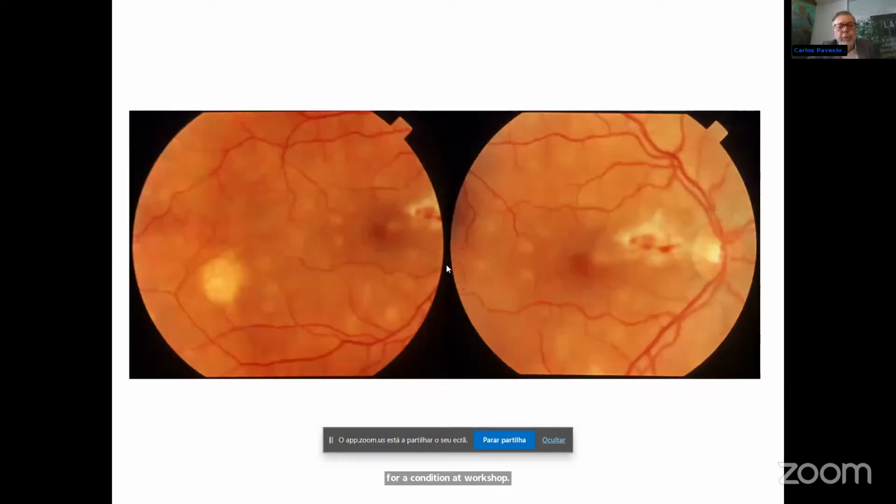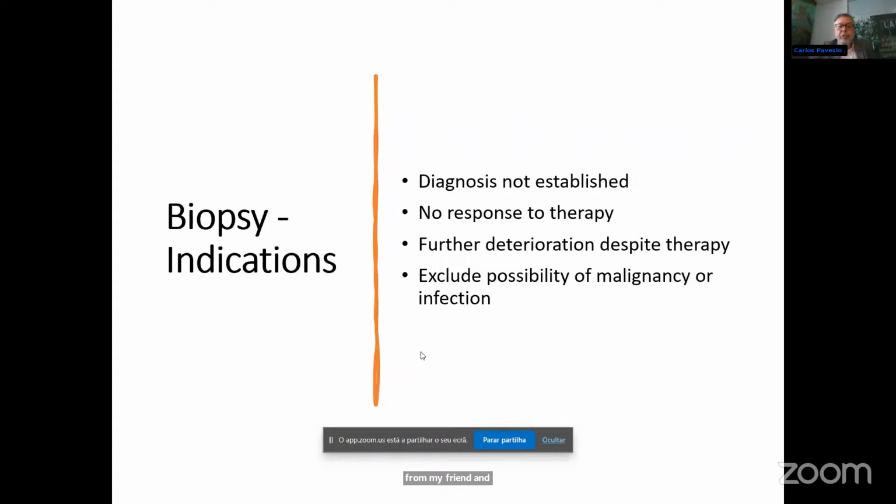But there are situations when you get stuck. This slide here shows you very well the same individual with three different pathologies. There's CMV retinitis, there's cryptococcus choroiditis, and tuberculous choroiditis. So when you have a situation like this, the diagnosis clinically may be very difficult to establish. And this is from my friend André Cury in Brazil, one of his HIV patients. So in these situations, we are forced into indicating a biopsy.